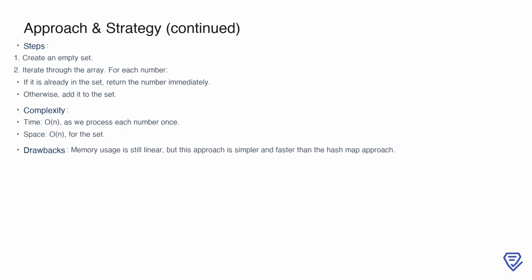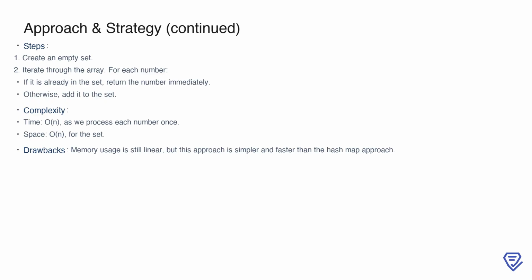In this method, we use a set to track the numbers we've seen so far. The steps are simple. Start by initializing an empty set. Then, iterate through the array. For each number, check if it's already in the set. If it is, then we've found our repeated number, and we can return it immediately. Otherwise, add the number to the set and continue.